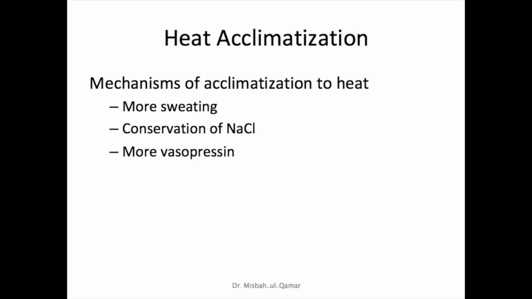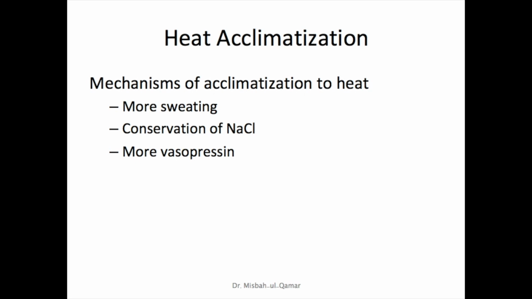There are several mechanisms by which the ability to tolerate heat is improved in persons who have been living in a hot climate for long times. The main mechanisms of acclimatization to heat are more sweating, more vasopressin, and the conservation of salts. When exposed to high temperature, an acclimatized person sweats more heavily, up to 4 liter per hour, as against around 1.5 liter per hour only in an unacclimatized person.